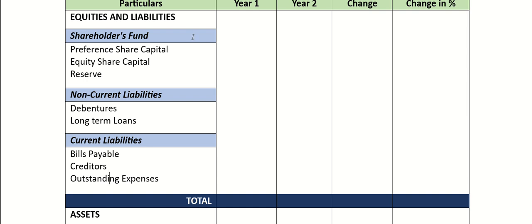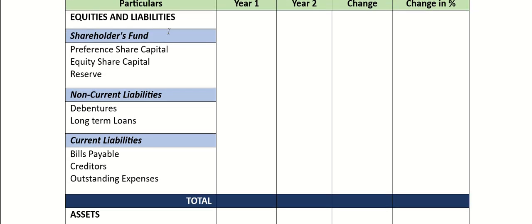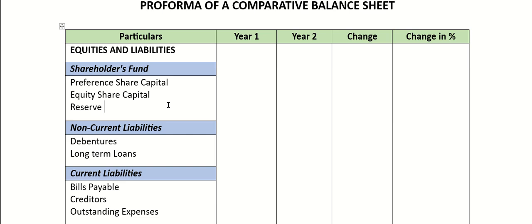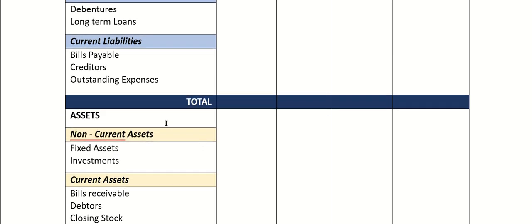See, in the previous format, you used to write all these things, but you didn't break it like this or give a heading like equities and liabilities. Only those things are changing. But the elements are the same: capital, reserve, long-term loan, bills payable, creditors, etc. Now this is what comes in the liability side. Now see what happens at the asset side.